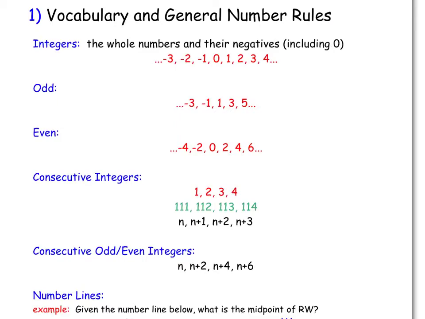Alright, so now we're going to talk about vocabulary and general number rules. Some of these things might seem kind of easy, but they are good to talk about regardless. Integers are whole numbers and their negatives, so you can see the set right there. Odd numbers, one thing I wanted to point out is that negatives are included. So when you think of odd, you think 1, 3, 5, 7, 9, but also negative 1, negative 3. Same thing goes for even numbers, 2, 4, 6, 8, but also negative 2, negative 4, negative 6. These are all even numbers.